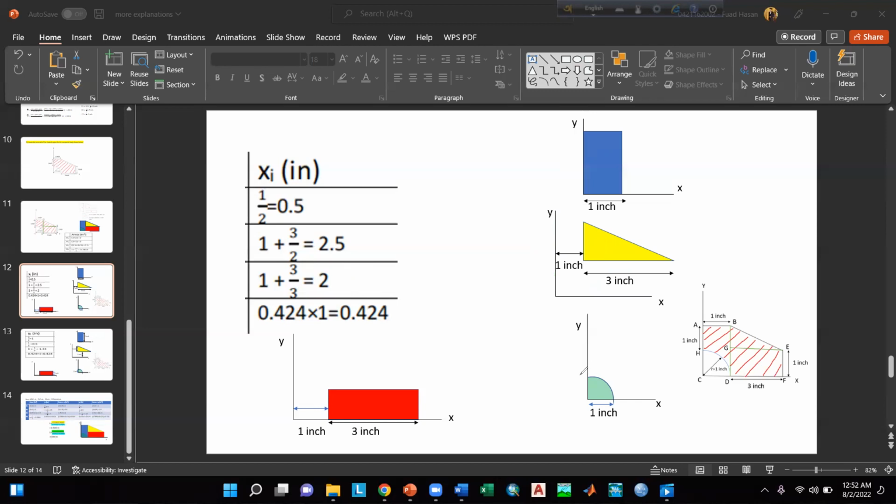Now, what will be the centroid for this circular portion? As we already know, if this is our x-axis and this is our y-axis and it is our circular area, the centroid will be located at a distance of 0.424 r from the y-axis and x-axis. So from the y-axis, it will give a result of 0.424 into 1 equal to 0.424 inch. It is basically a formula.